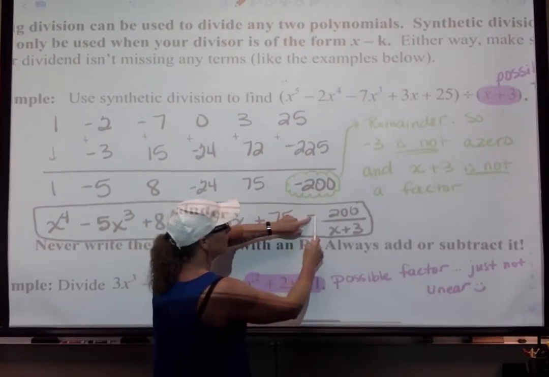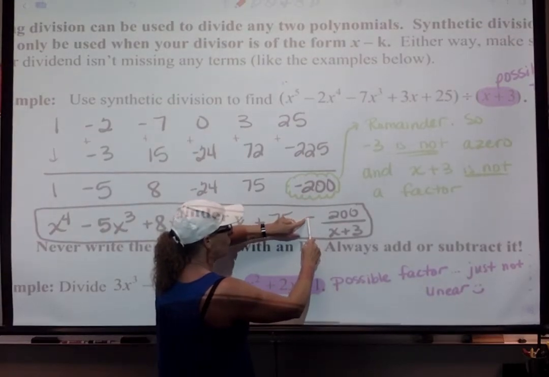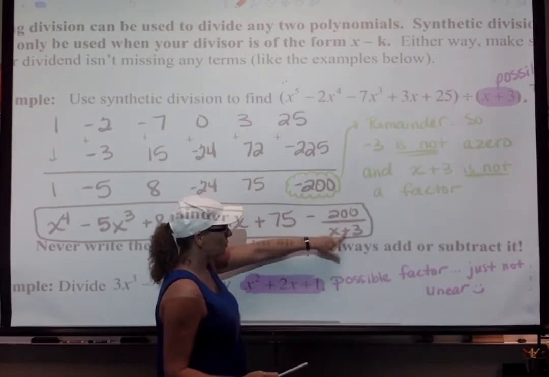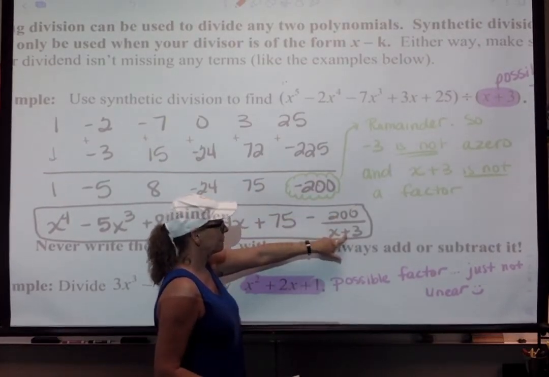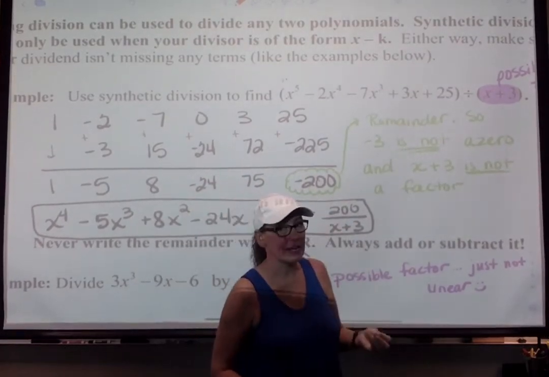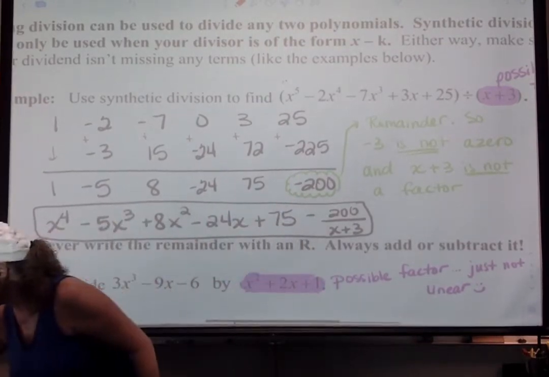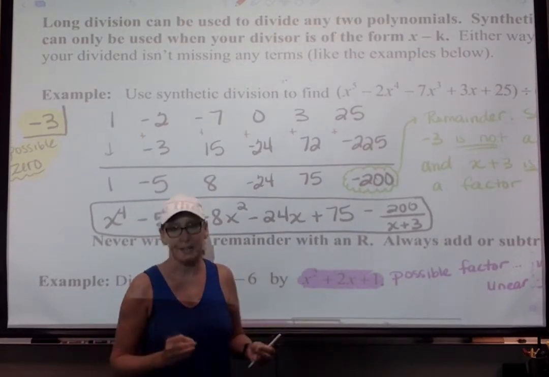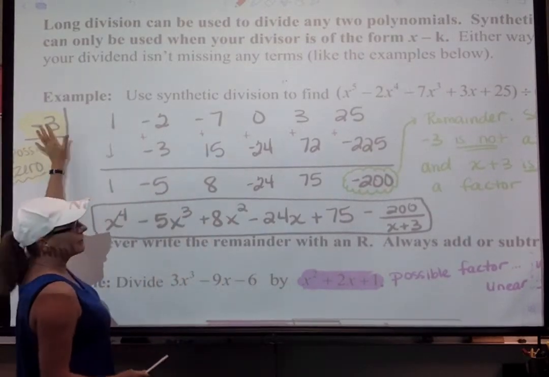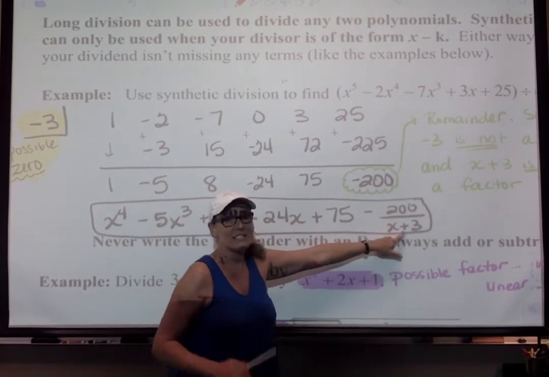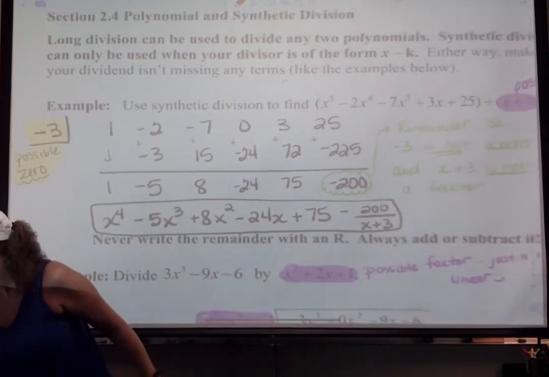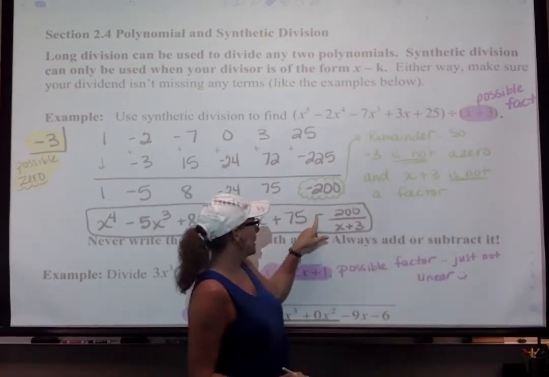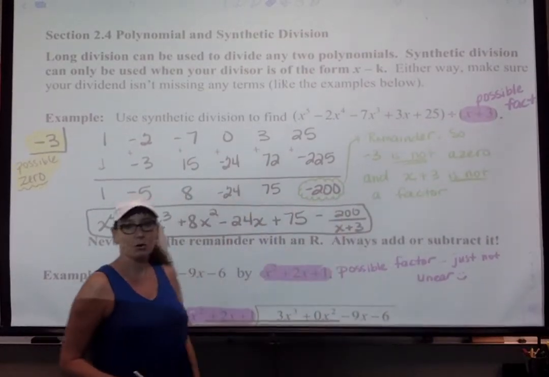And then remember how to write your remainder. You always put plus my remainder over what I divided by. Right? I didn't really divide by -3. I know it looks like that in synthetic division, but synthetic division, remember, that's just a little trick. X plus 3 is actually what we divided by. See? It told us, divide by this. So I'm going to take my remainder over what I divided by.